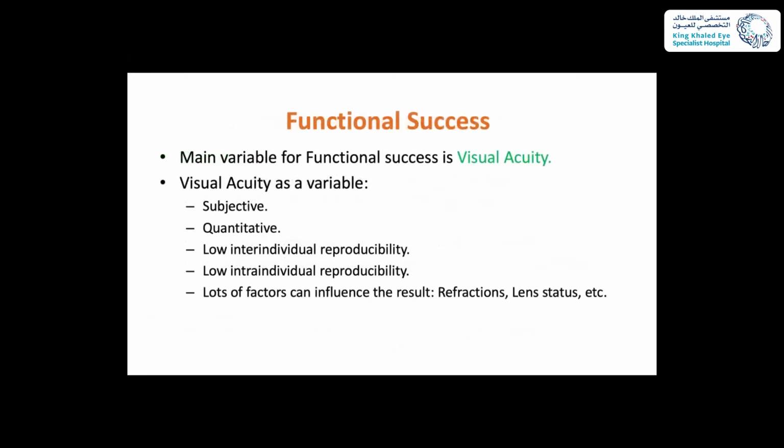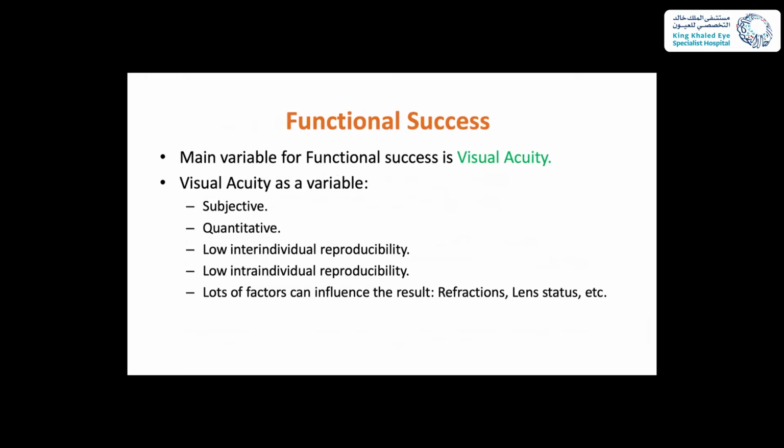So we move on to speak about functional success. Functional success is something completely different. The problem is that the main variable for success is visual acuity. And visual acuity, if we study it as a variable, has some special characteristics you always have to take into account. First of all, it's subjective. It depends on the patient. It doesn't depend on the doctor or the machine.